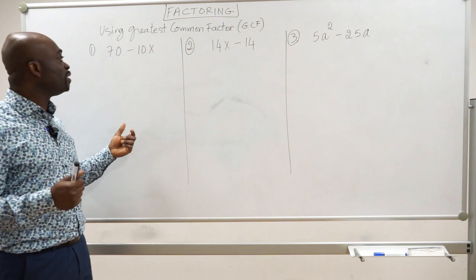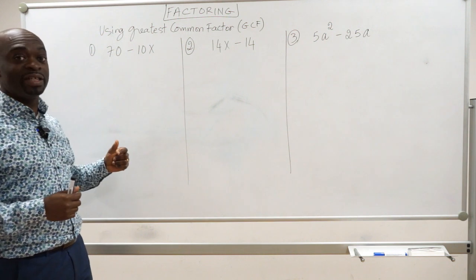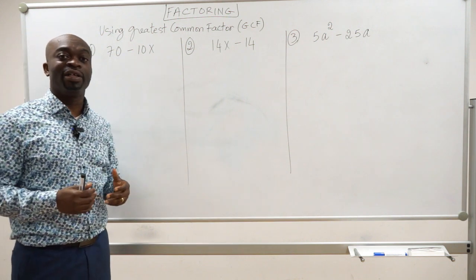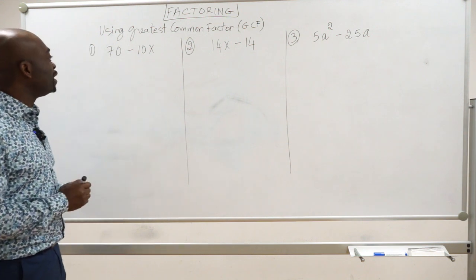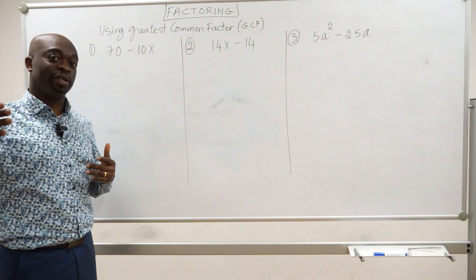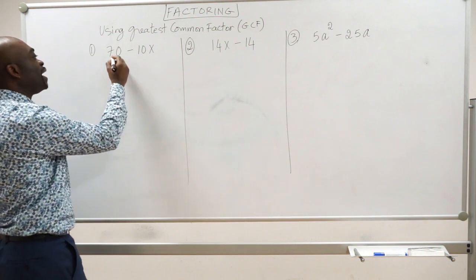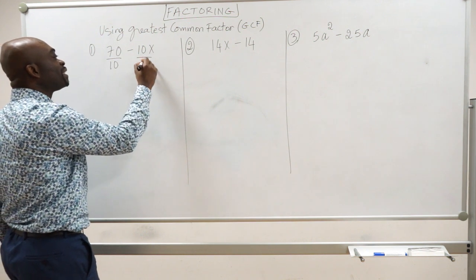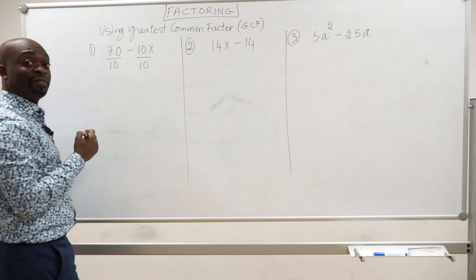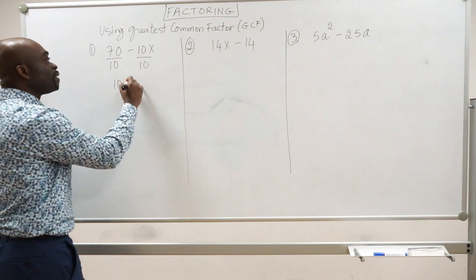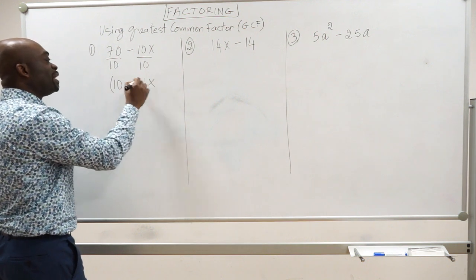As we can see, we have 10, because 10 can be divided into 70 and 10 can be divided by itself. That's what we call something in common. That's what we're looking for, and the highest one. The highest one would be 10 because 10 can divide 70 and 10 can divide 10. So if 10 divides 70, that would give us 7. Minus 10 divided by 10 is 1, so that's 1x.